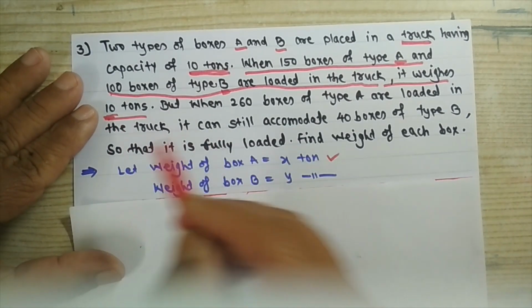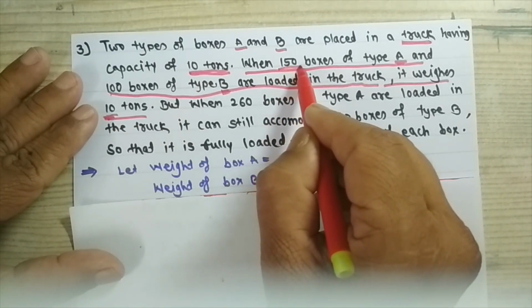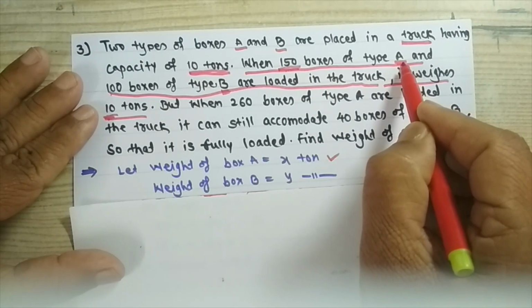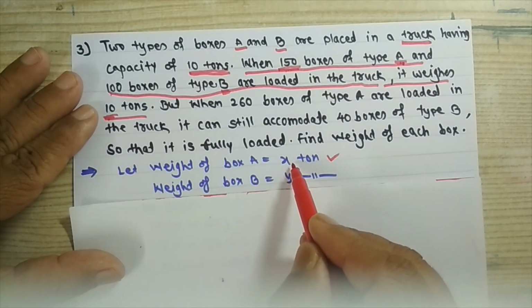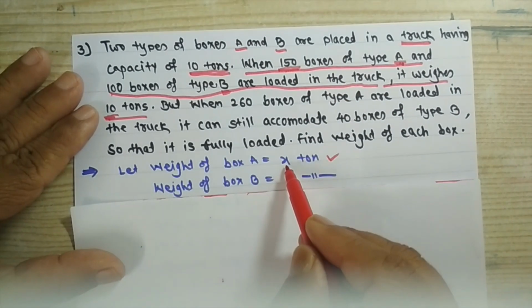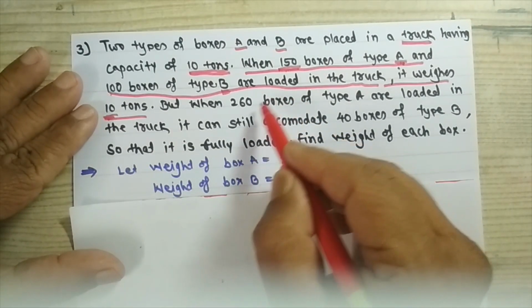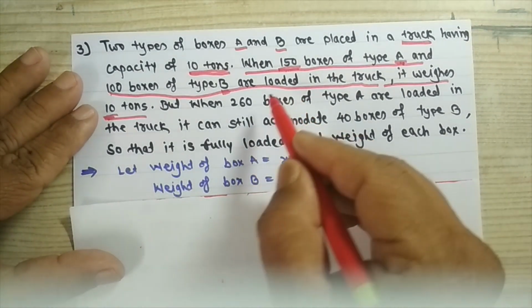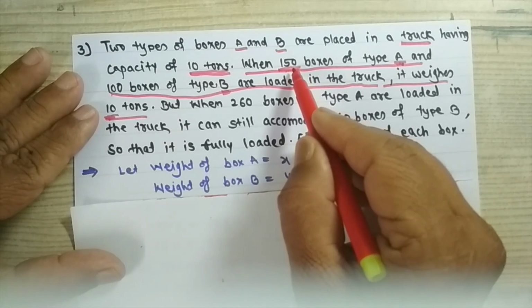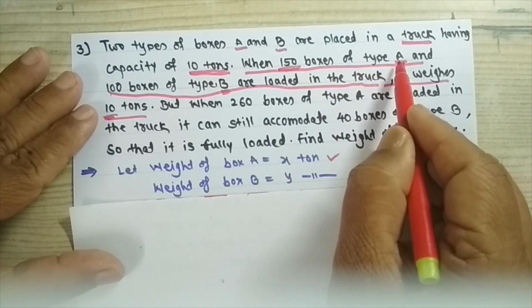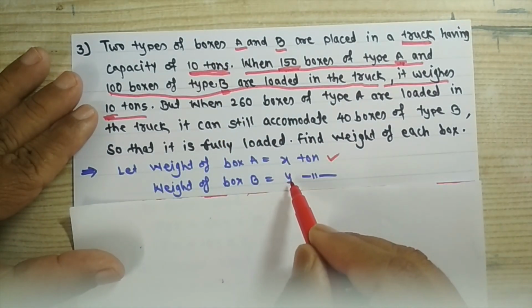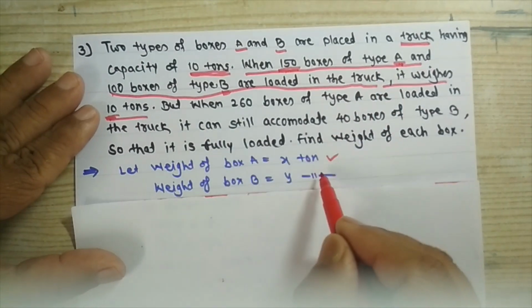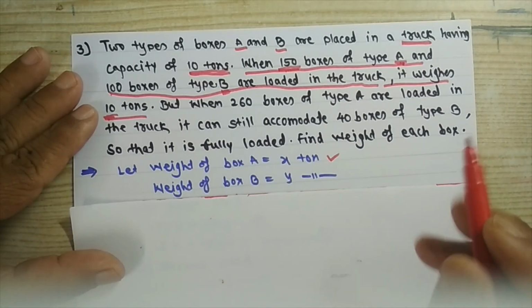We know that. How many boxes of type A? 150 boxes of type A. If one box is there, then it will be 1 into A. A means the weight of that box will be x, that is 1x. If there are two boxes, the answer will be 2x. If there are 10 boxes, here 10x. But in the first condition, they have given us 150 boxes of type A and 100 boxes of type B, that means 150x plus 100y is equal to 10 tons. That is the first condition.